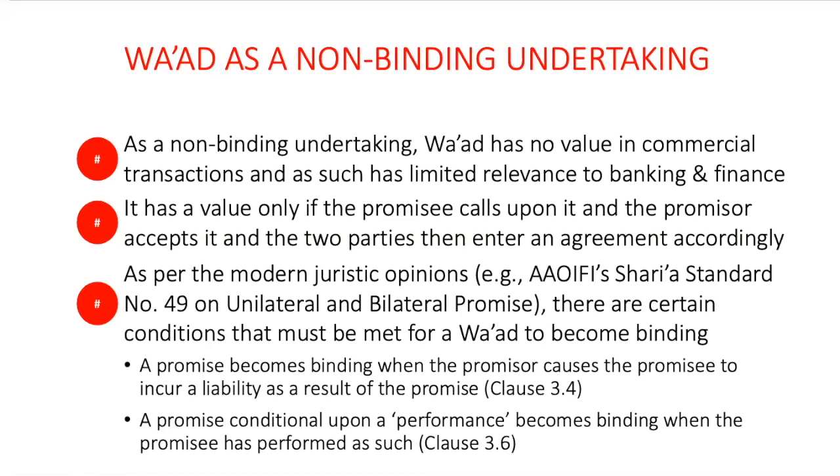Now, the second condition mentioned in Sharia standard number 49 is that a promise conditional upon a performance becomes binding when the promisee has performed as such. So, for example, if I say I promise to buy 1,000 Apple stocks from you, if you have actually bought these stocks from the market from someone, then you have performed in accordance with this promissory arrangement. And if on the future date I don't buy these stocks from you, then you can force me to honor the promise, i.e., in that case, a conditional promise would become binding as well.